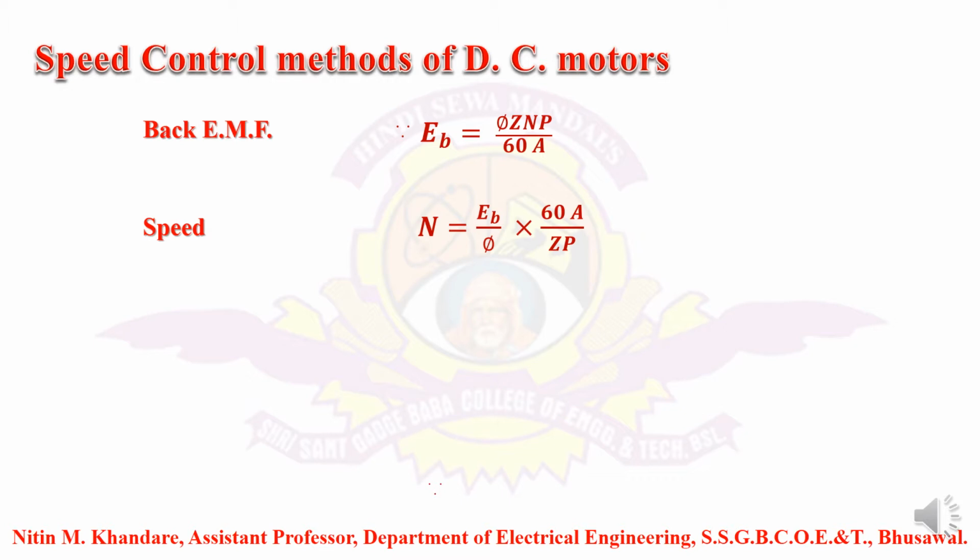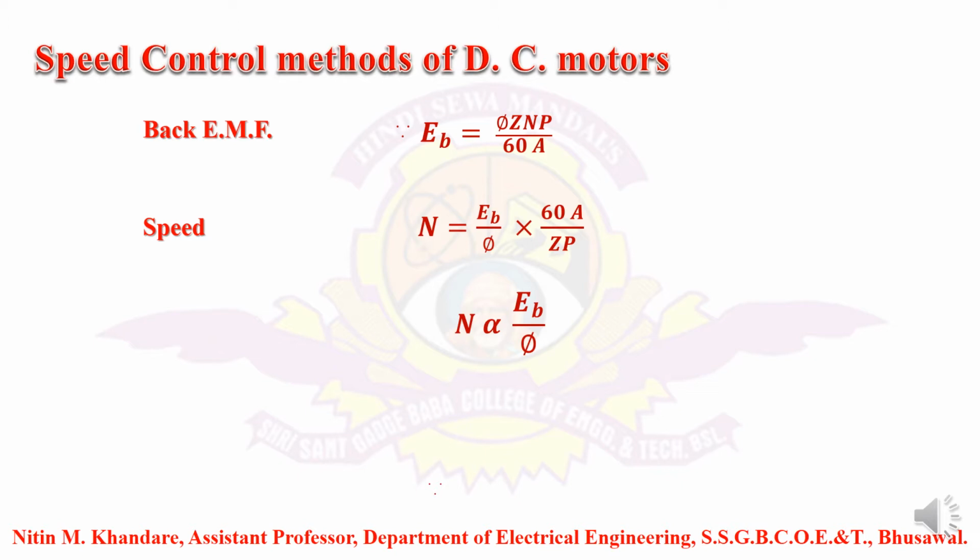P, that is the number of field poles. As the field is already designed, the number of poles becomes constant. So for that particular machine, the number of armature parallel paths, the number of field poles, as well as the number of armature conductors become constant. So if we ignore the ratio of this constant, we conclude that N is directly proportional to the ratio of back EMF to the flux. N is directly proportional to EB upon phi.